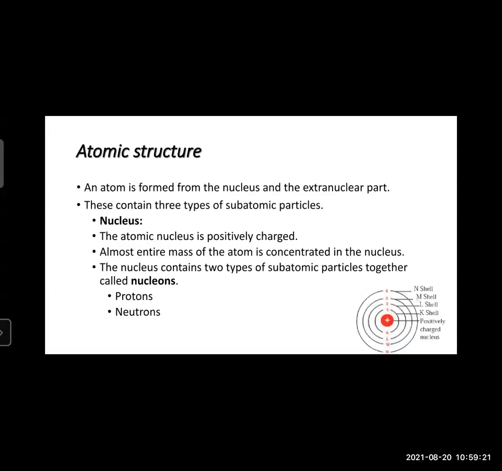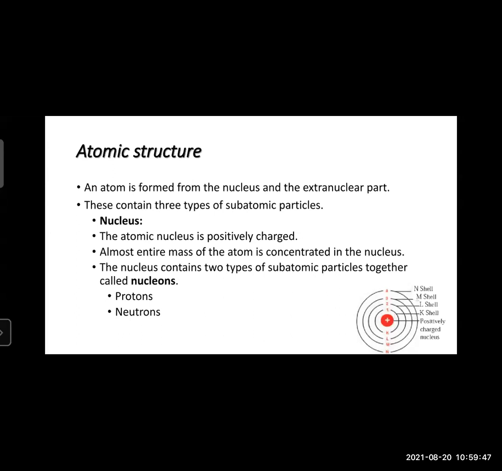So what do you mean by atom? An atom is formed from a nucleus and an extranuclear part. These contain 3 types of subatomic particles. So first we will see the nucleus. The atomic nucleus is positively charged. Almost the entire mass of an atom is concentrated in the nucleus.